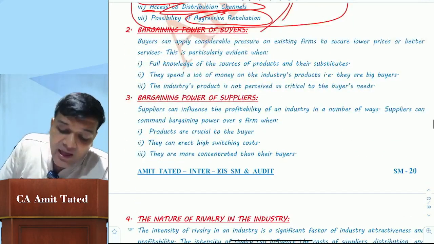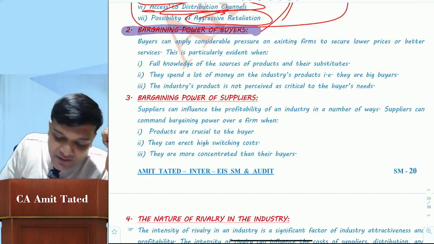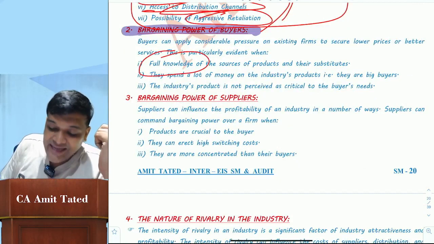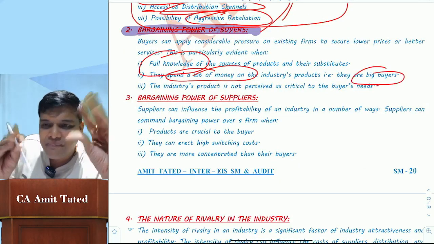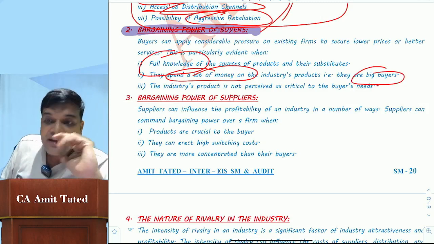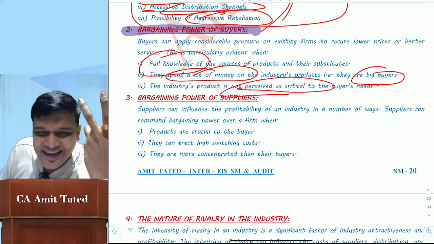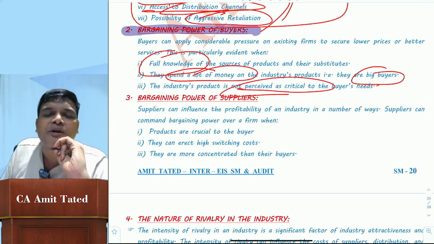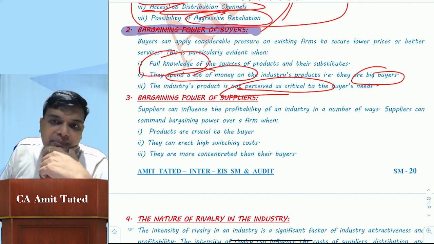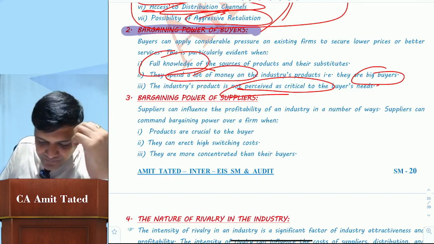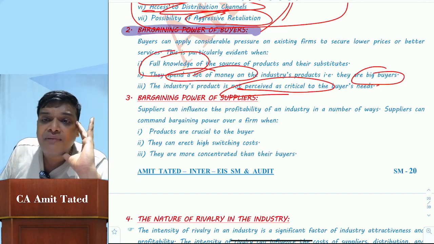Bargaining power of buyer. When can a buyer bargain with me, when can Harsh bargain with me? Three things: when he has full knowledge of the product; second, he can spend a lot of money, big buyers, multiple buyers, ten persons are there with him; and next, the product is not critical to the buyer. He says, it's fine, if I don't purchase it, it's okay, I can live without that particular product. These are the three things when a buyer can bargain with me. Everybody clear? So did you understand buyer bargaining power? Bargaining power of buyer, everybody clear?